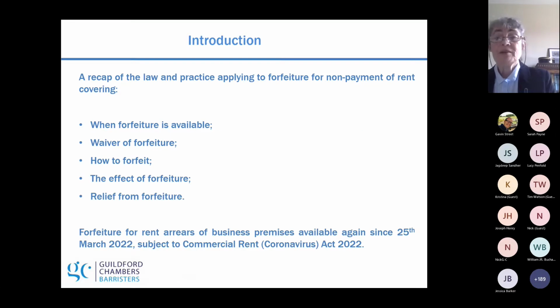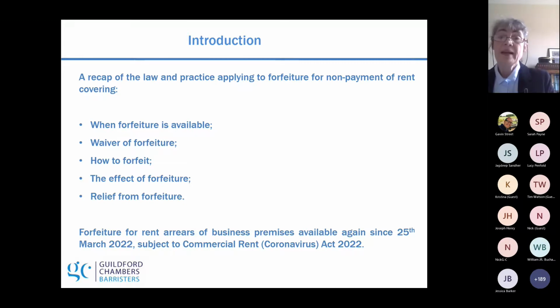This webinar aims to provide a recap on the law and practice relating to forfeiture of leases for non-payment of rent. For 2 years from March 2020, Section 82 of the Coronavirus Act 2020 imposed a moratorium on forfeiture of relevant business leases for non-payment of rent. Although it remained possible to forfeit a residential lease for rent arrears, forfeiture is more often encountered in a commercial context. As of 25th of March this year, however, the relevant period ended, so this seemed a good time to refresh memories and review forfeiture for non-payment of rent.